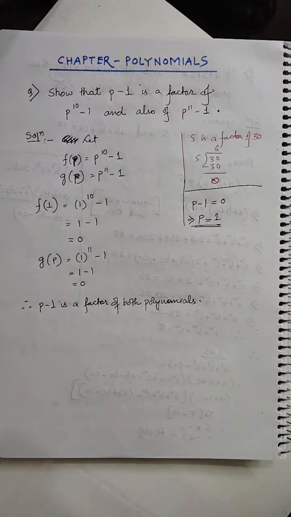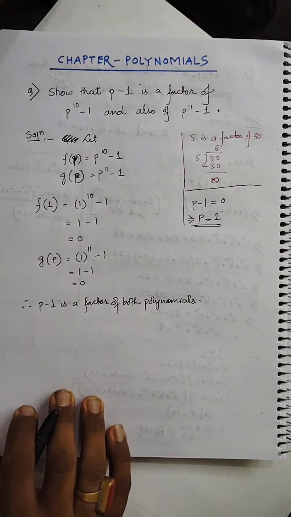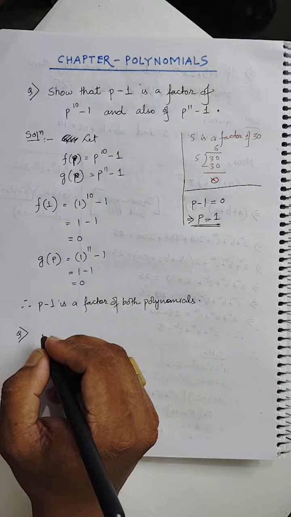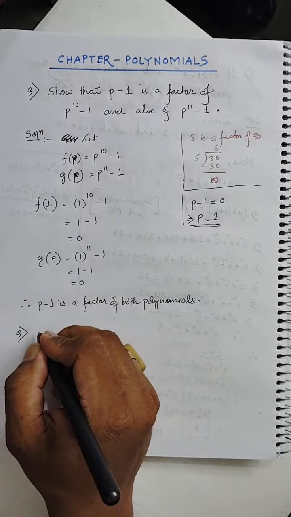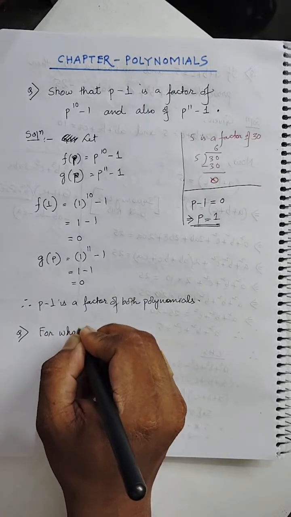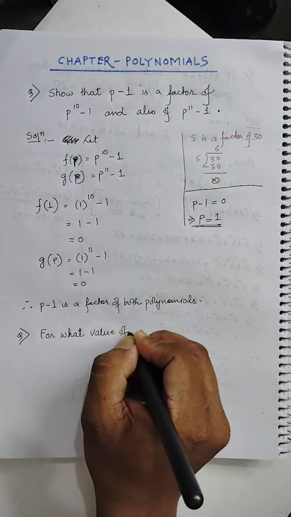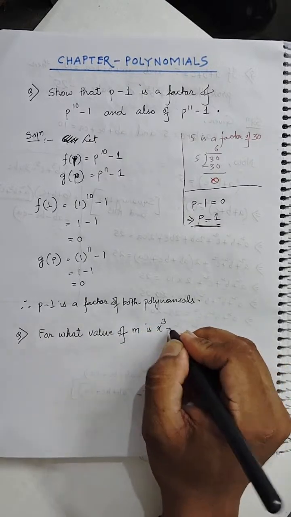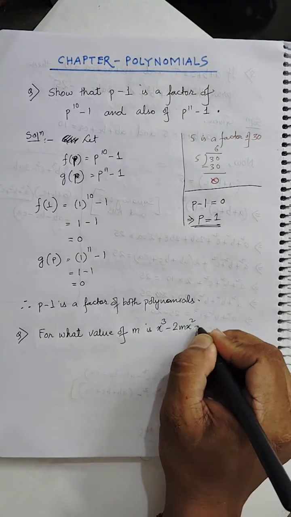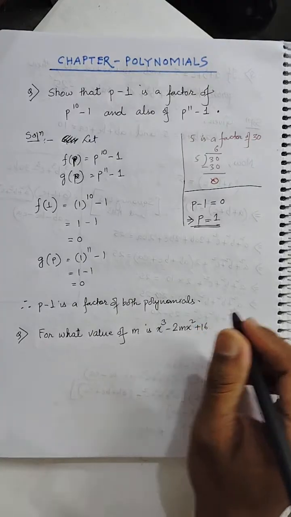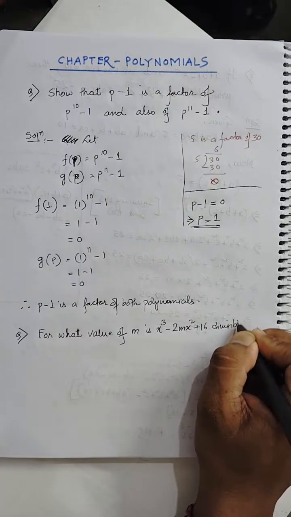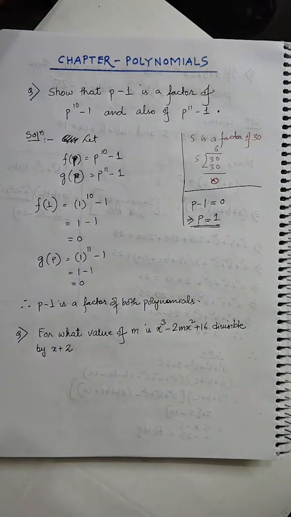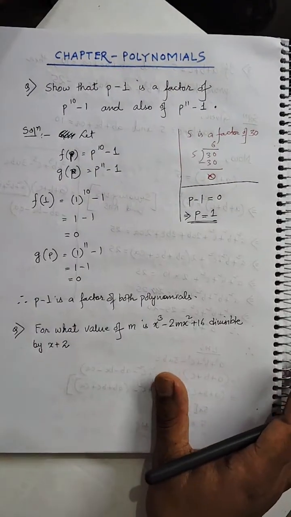Okay, let's try one more. For what value of m is x cube minus 2mx square plus 16 divisible by x plus 2? Let me adjust this one.